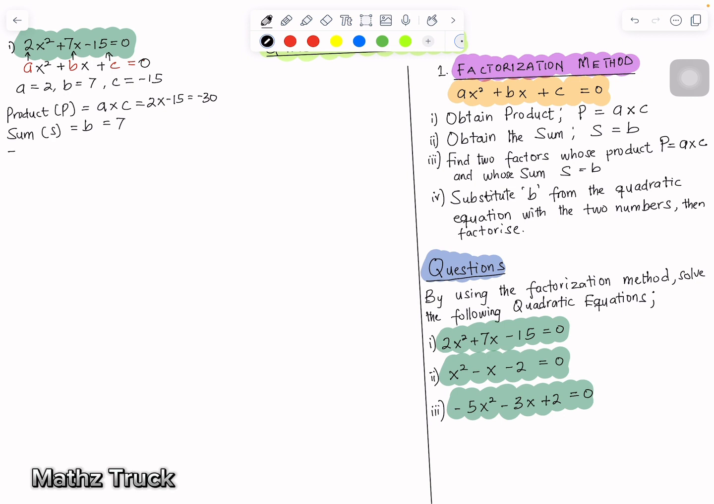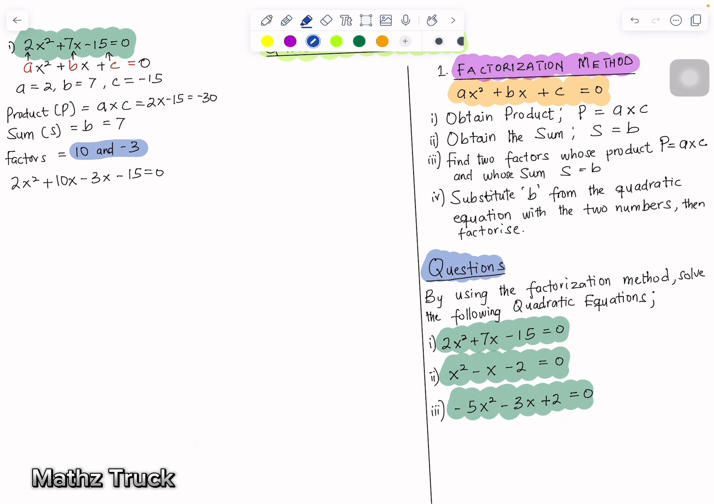That gives you those two factors to be 10 and negative 3. So 10 times negative 3 gives you negative 30, and 10 plus negative 3 gives you positive 7. So we can substitute these two factors into the equation as this. So we have 2x squared plus 10x minus 3x minus 15 equals 0.